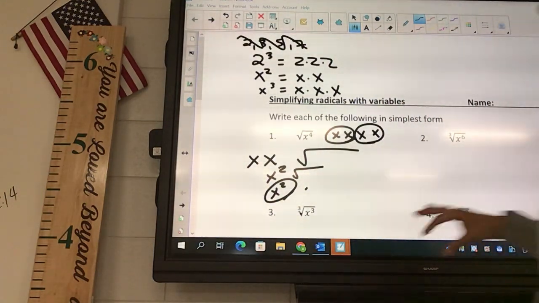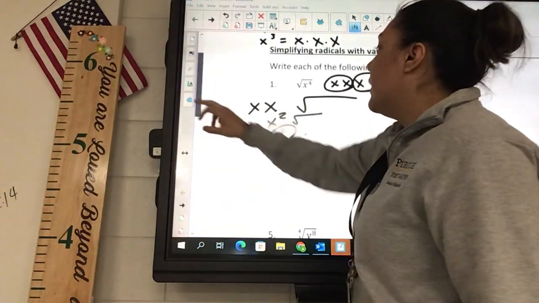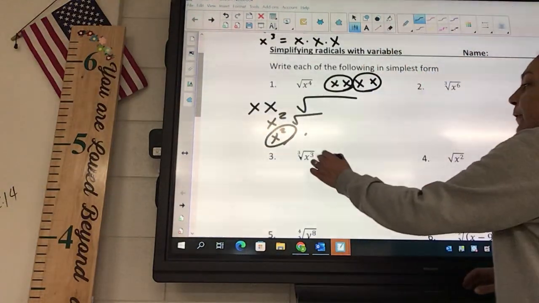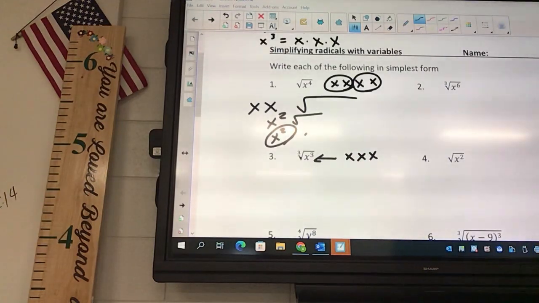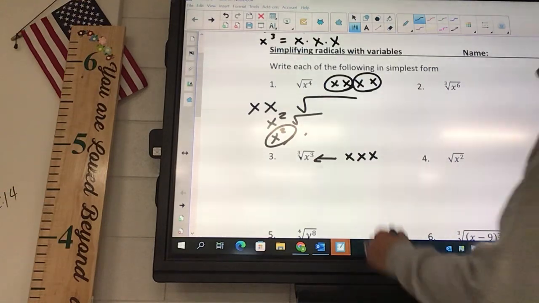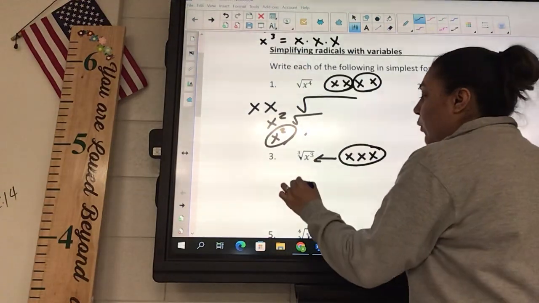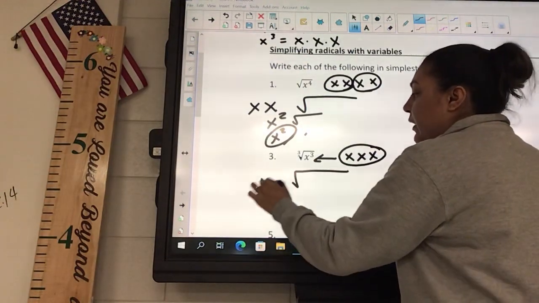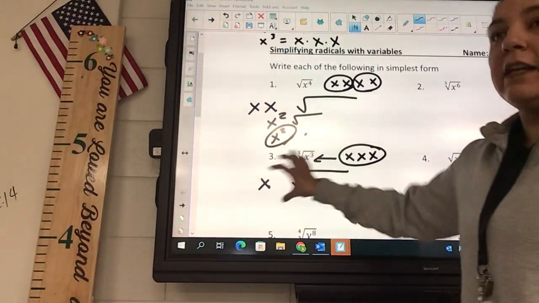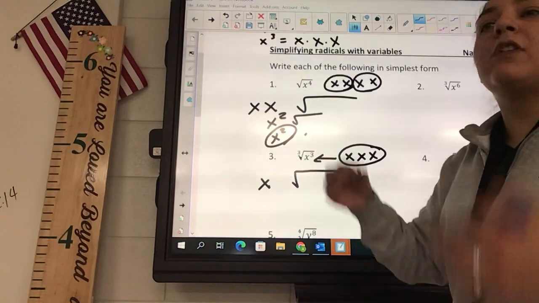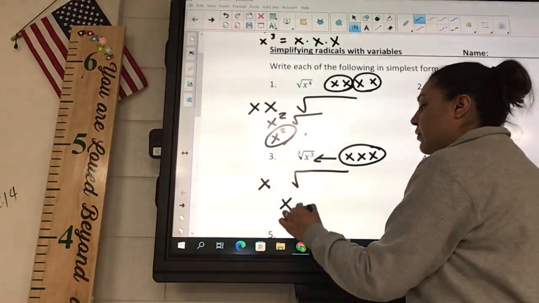So if we look at number 3, how many x's do I have? 3, right? For this part, I have x, x, x. I take them out in groups of what? 3. So how many can go? 1 group. Where does it go? Outside. What goes on the inside? Nothing. So our answer, we don't write it like this. You're just going to get rid of the radical. So your answer is just going to be x.